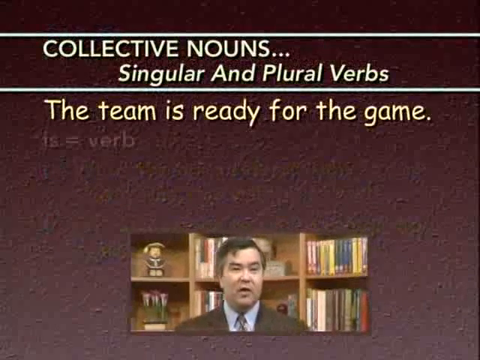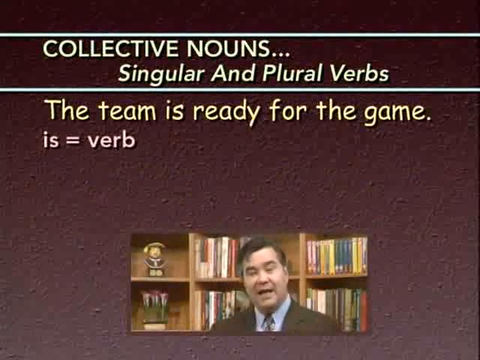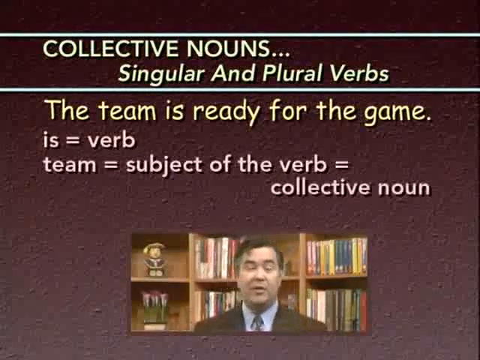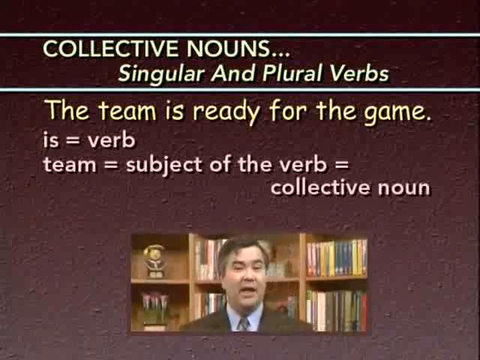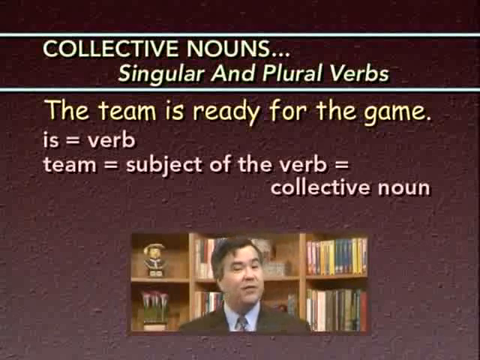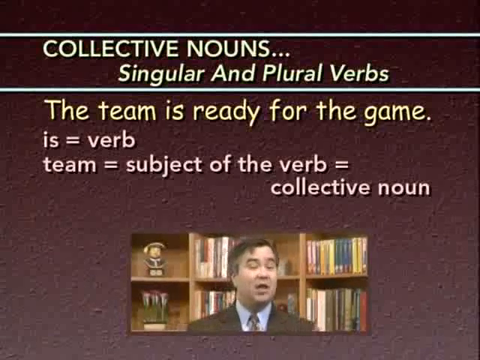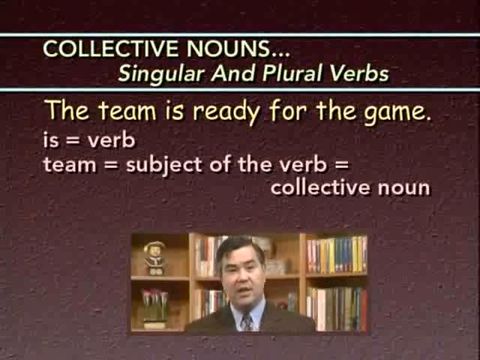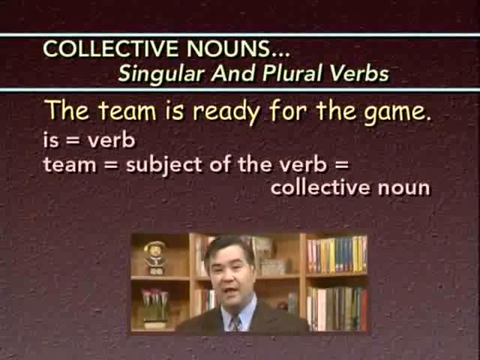The verb here is "is," and the subject of the verb is team. And team is a collective noun. It refers to a group of people who all play a particular sport. Now, in this sentence, we're told the team is ready for the game. That means the team as a whole is ready. All of them together are set as one unit. They're prepared and ready to play.